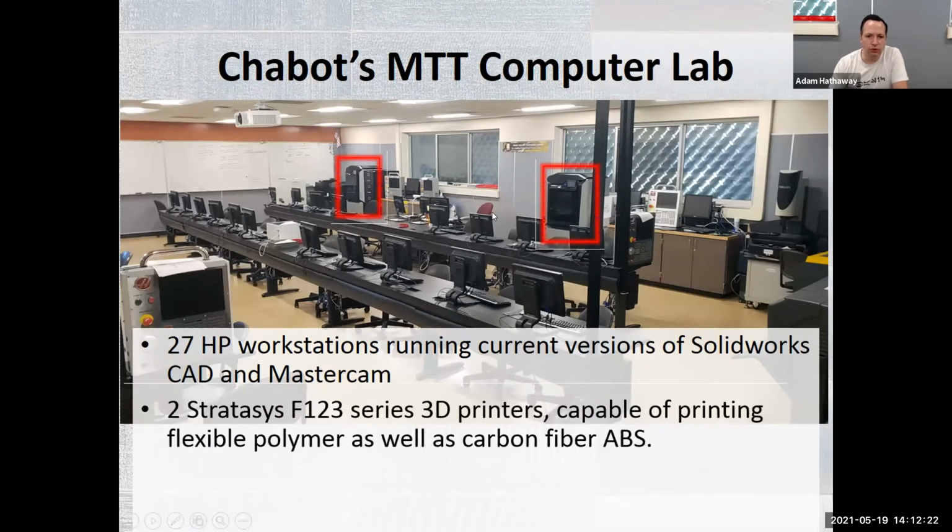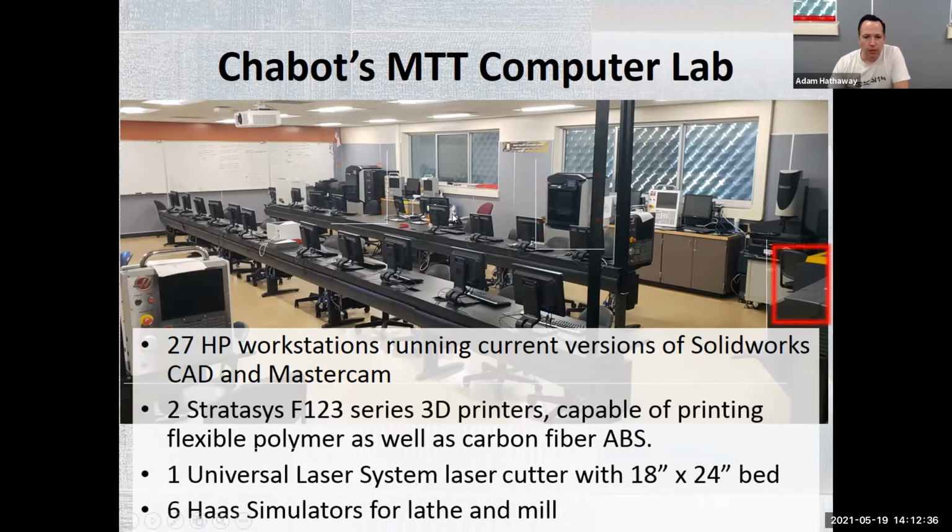We have two Stratasys F123 series 3D printers. This guy over here is actually capable of printing flexible polymers as well as carbon fiber ABS, which is basically good for robotic strength parts. We also have a universal laser system, and we also have 6 Haas simulators for lathe and mill.